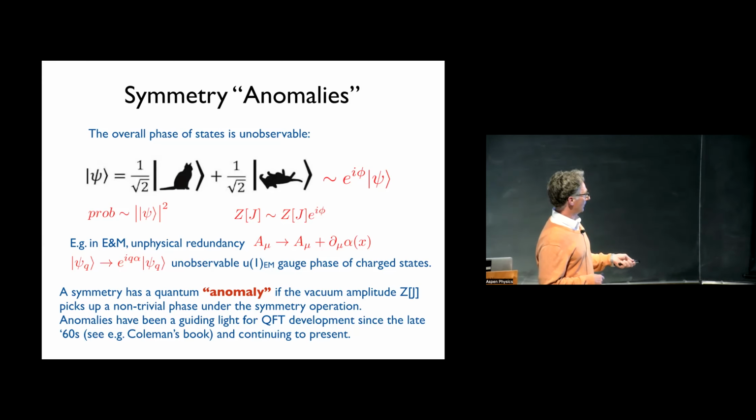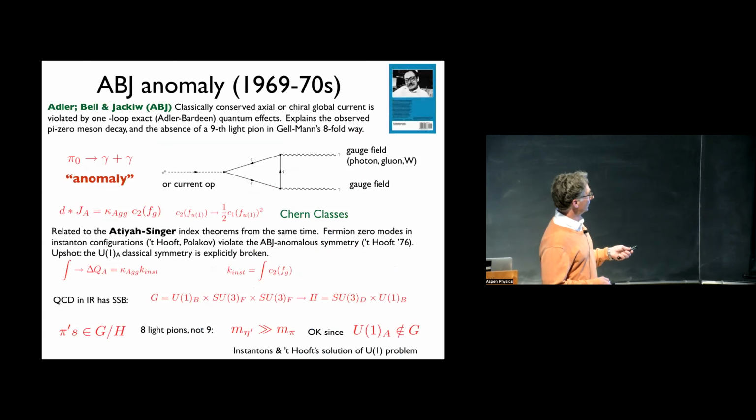Well, a symmetry has what's called a quantum anomaly if the vacuum amplitude picks up a non-trivial phase under such a symmetry operation. And these anomalies have been a guiding light for quantum field theory development since the late 1960s. They're discussed a lot in Coleman's book and continuing to the present. The original anomaly was what's called the ABJ anomaly, for Adler, Bell, and Jackiw.